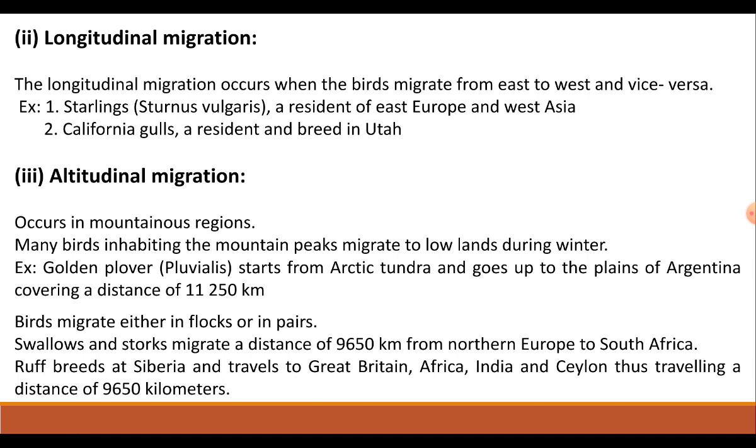where the birds either migrate in flocks or in pairs. Example, swallows and storks migrate a distance of 9,650 km from northern Europe to South Africa. Even the ruff breeds at Siberia, where it travels to Great Britain, Africa, India and Ceylon by traveling a distance of 9,650 kilometers.